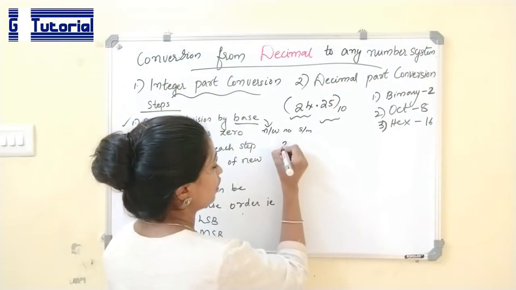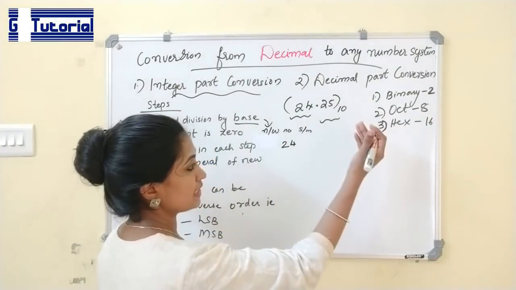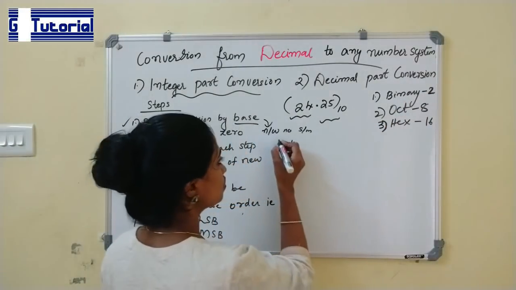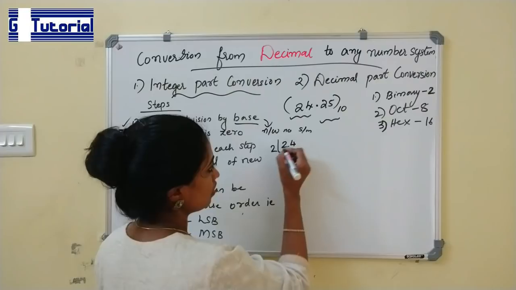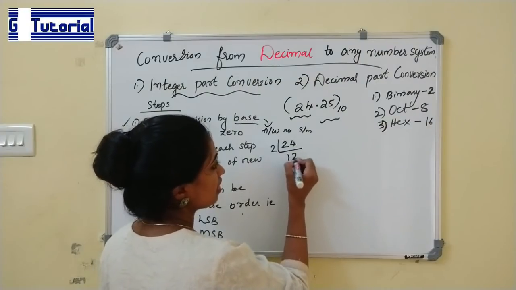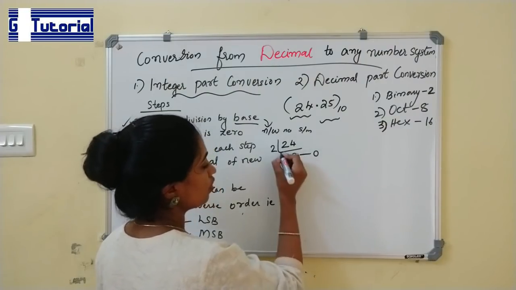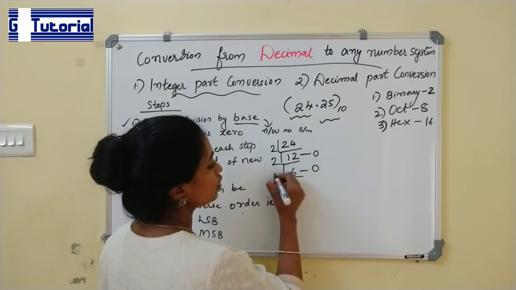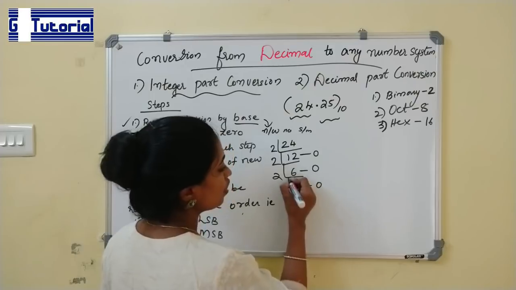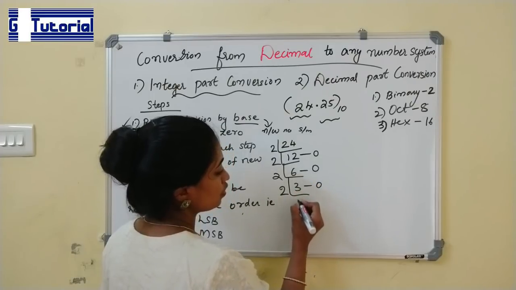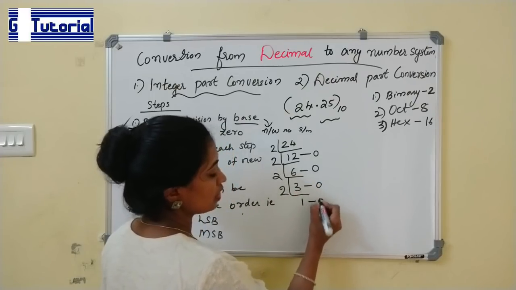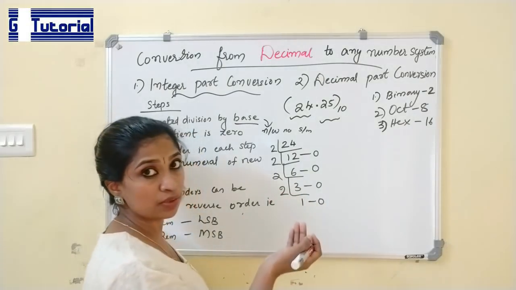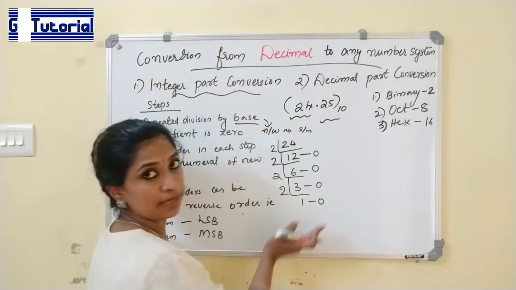In order to convert 24 to the binary system, we have to divide by its base. Binary's base is 2, so division by 2. 2 12s are 24, remainder is 0. Next is 2 6s are 12, remainder is again 0. 2 3s are 6, again 0. 2 1s are 3, remainder is 1. Again on division, the quotient will be 0. So we have to stop in this step.